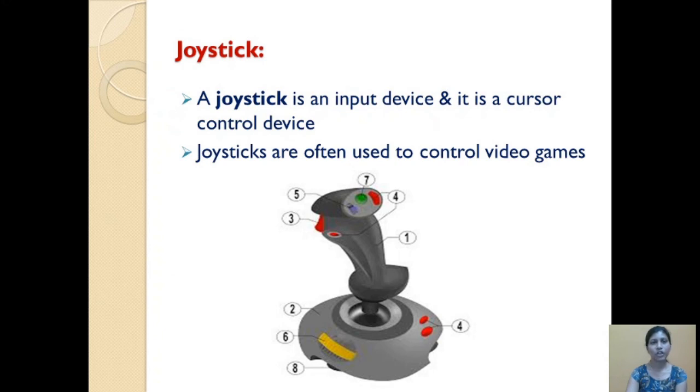Then joystick. Joystick is one of the input devices. See here, there is a figure of a joystick. This is a figure of a joystick. It looks like a car gear. A joystick is an input device and it is a cursor control device. Joysticks are often used to control video games. We use a joystick for playing video games.